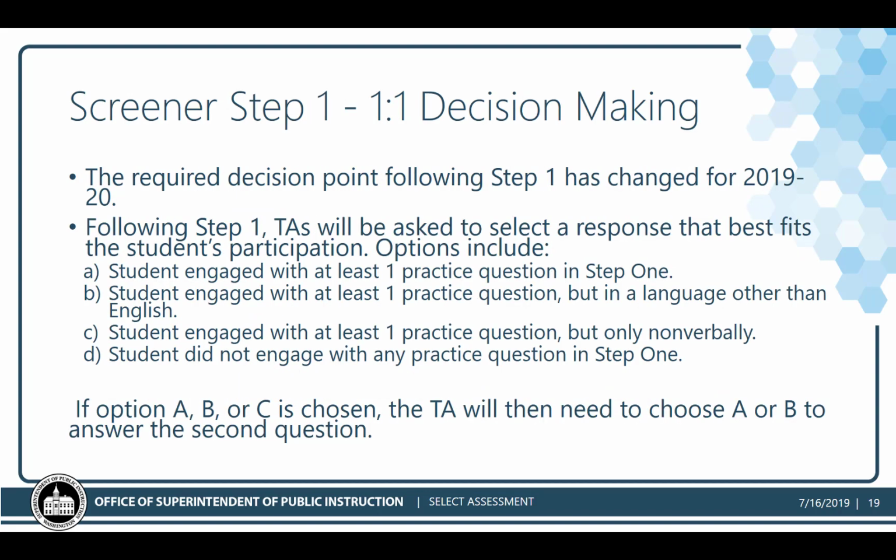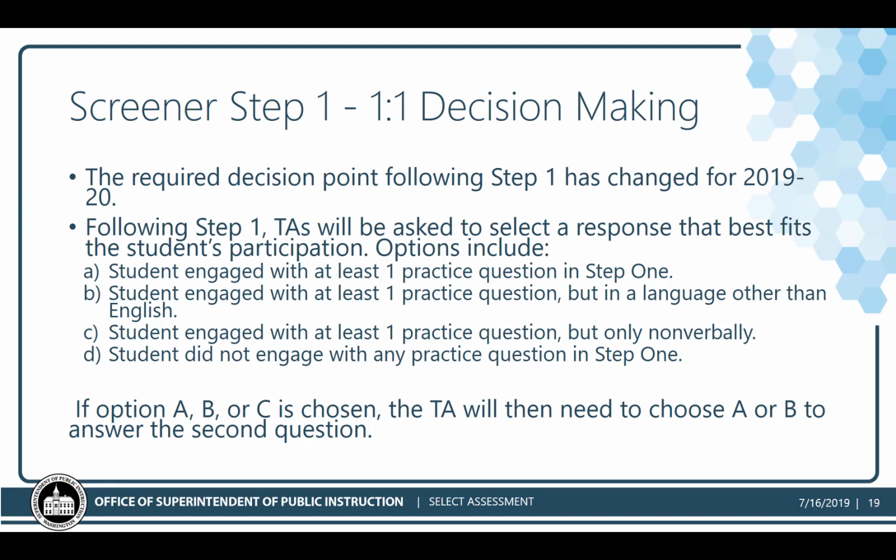At the end of Step 1, the TA must decide whether the student will continue with the one-to-one test administration. This decision should be made based on the student's ability to navigate the test independently. It is a decision based on demonstrated comfort with technology, not language proficiency. The decision that is made at the end of Step 1 is consistent for Steps 2 and 3.